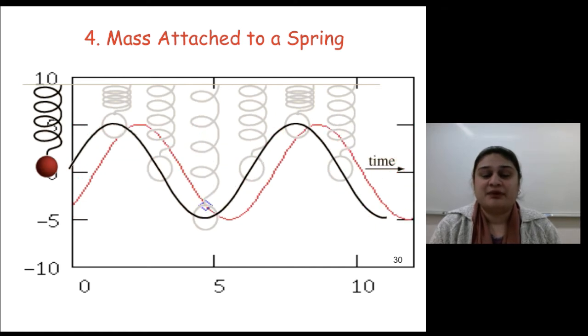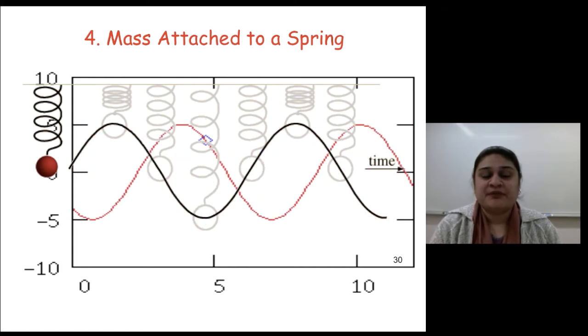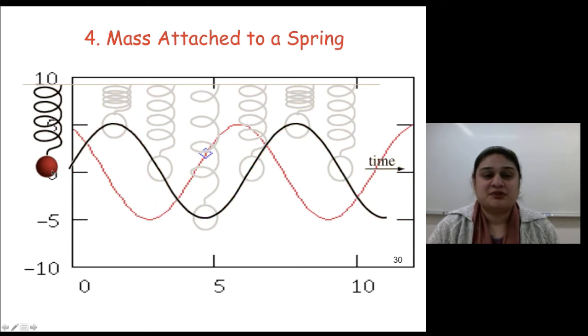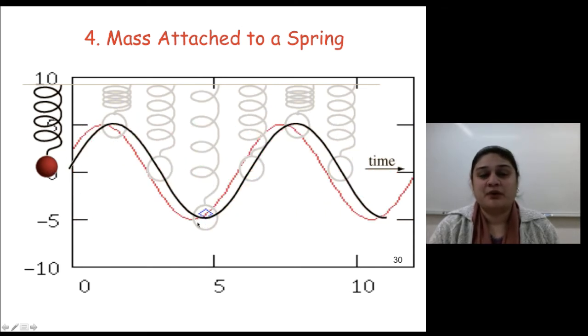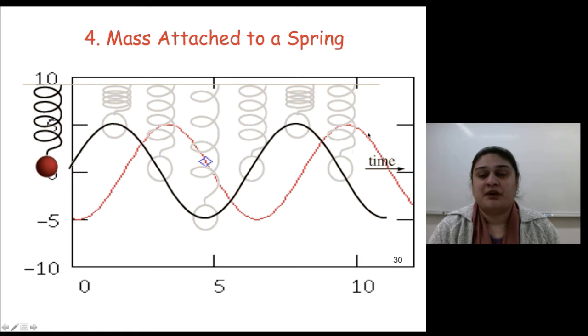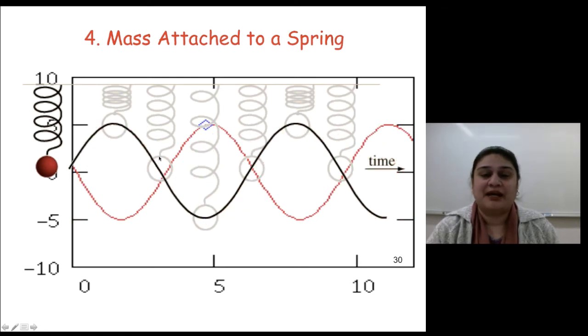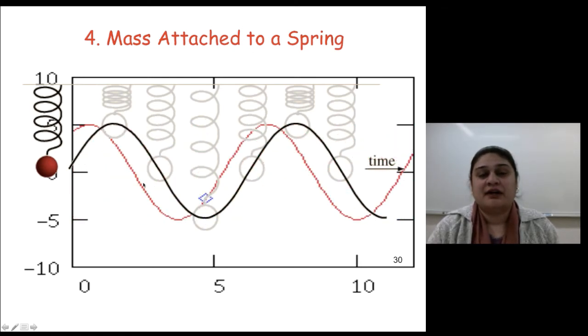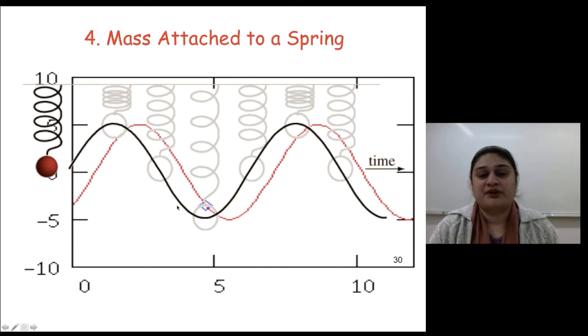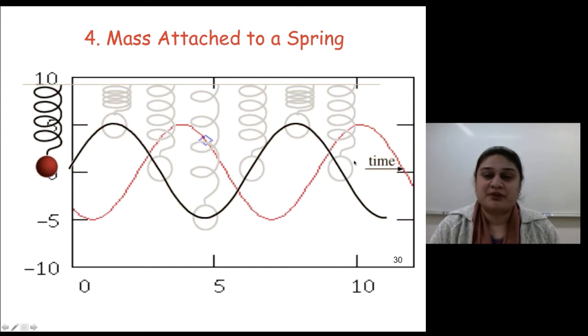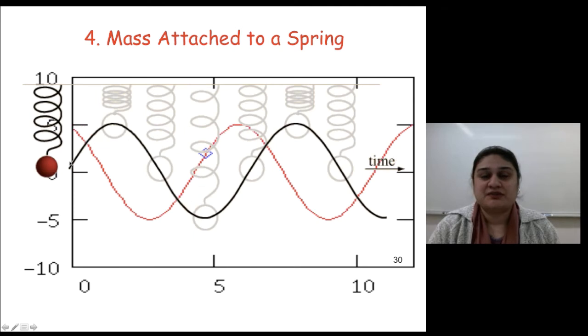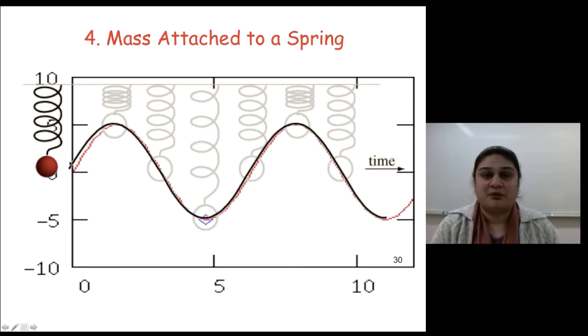Another really good example is a mass attached to a spring. If you have a mass which is attached to a spring and it is free to oscillate, it will actually form a simple harmonic motion. As you can see with the black line drawn here, it shows us where the different points are going to be. So any motion that repeats itself and is nice and smooth like a sine graph is called simple harmonic motion.